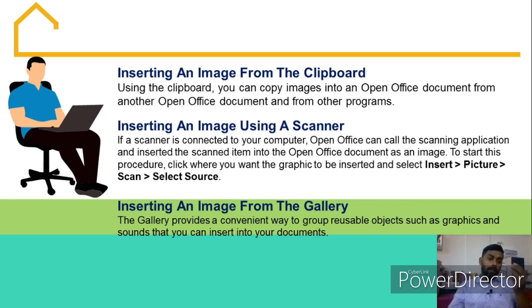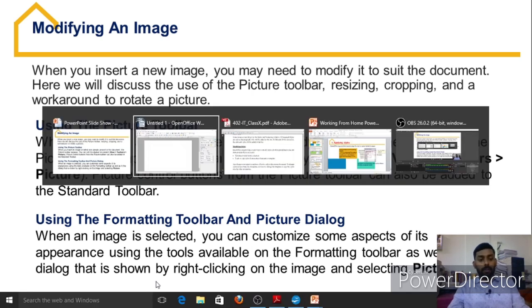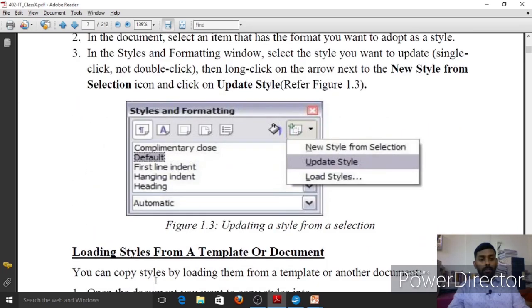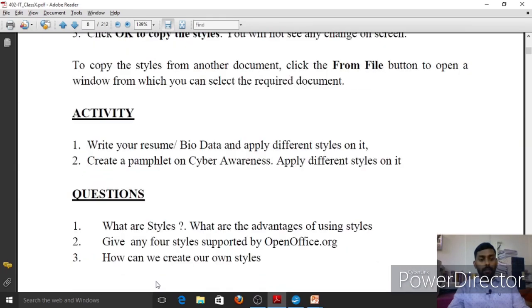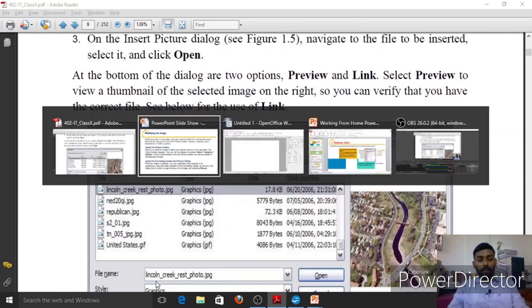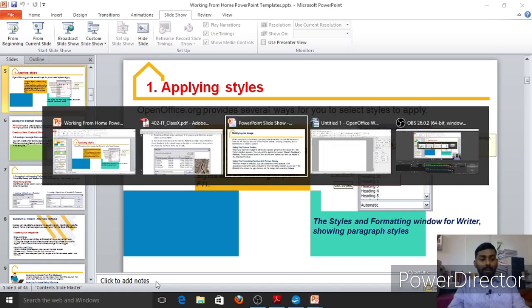You can insert an image into the Writer, or into your document, by inserting from the clipboard, using a scanner, and from the gallery. The steps are already mentioned in your textbook. You just go to it and you'll get it. It's given in very simple English, so you can go through it to learn how to work with that. No need to go into detail because it's already done, so no problems.